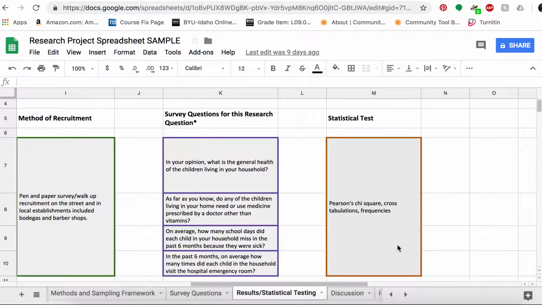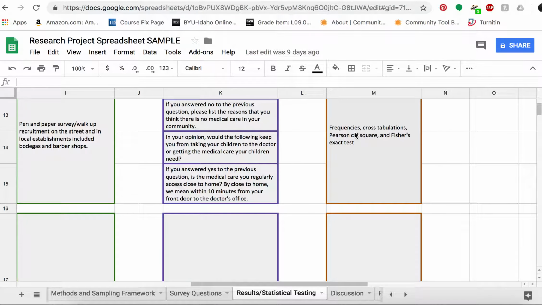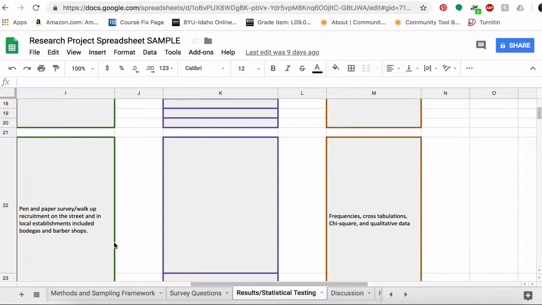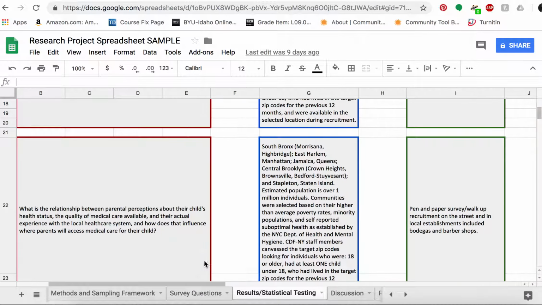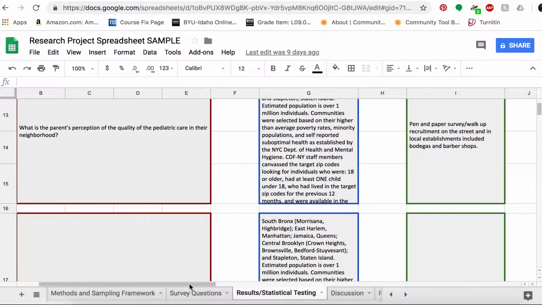Well, we're going to do this. We're going to do a Pearson's chi-square, crosstabs, frequencies for each of these questions. And that's how we're going to answer our research question. And you can see this goes down. Sometimes there are different equations that work with different types of questions, and this spreadsheet will just help keep you on track.